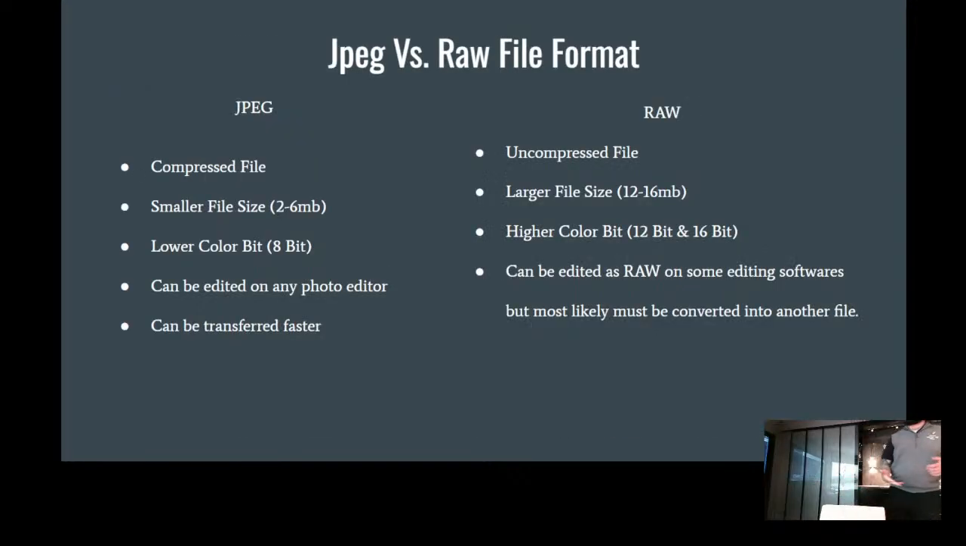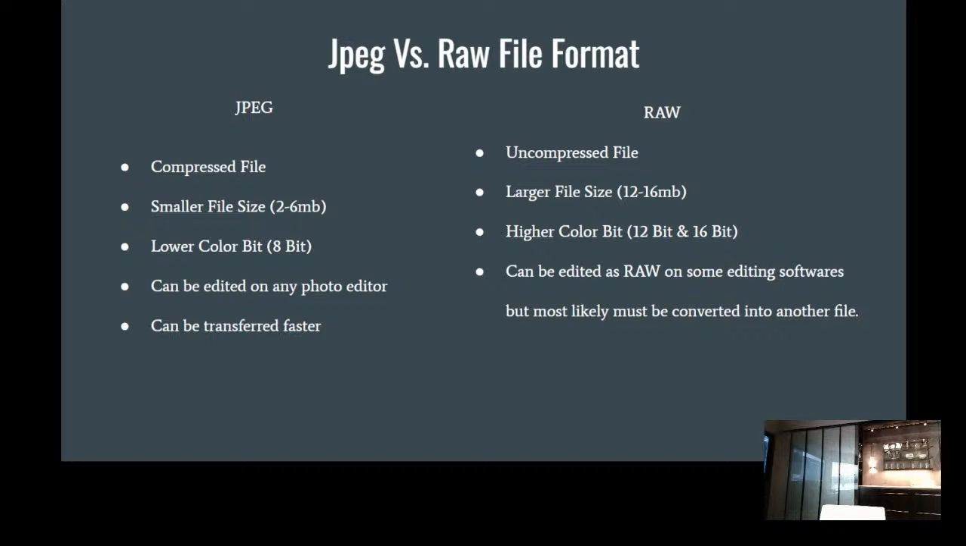How does it do that? A JPEG is a compressed file. It's a smaller file size, 2 to 6 megabytes. Lower color bit rating, so about 8. It can be edited on any photo editor. You can always edit a JPEG. And it can be transferred faster too. JPEGs are limited though because they're smaller files. They don't have a lot going on. But if you aren't someone who's into editing photos, a JPEG is probably just fine for you.